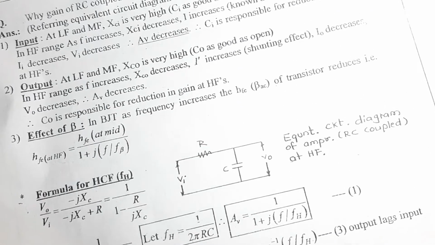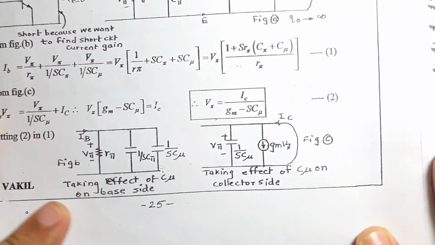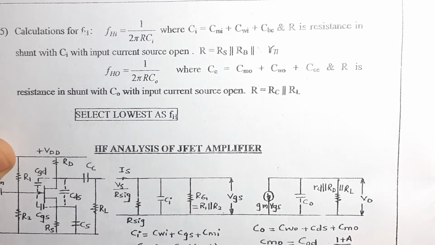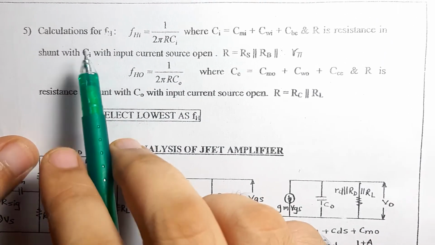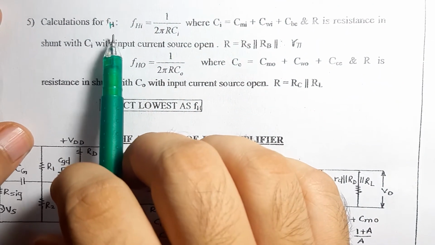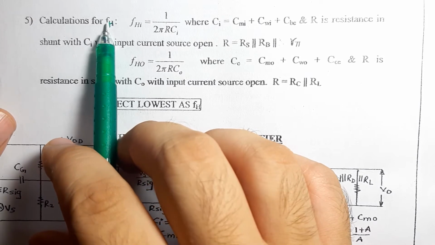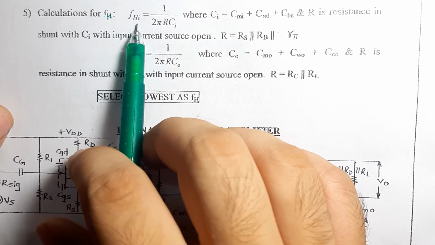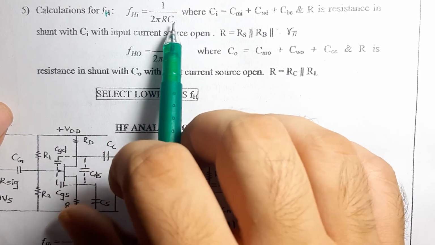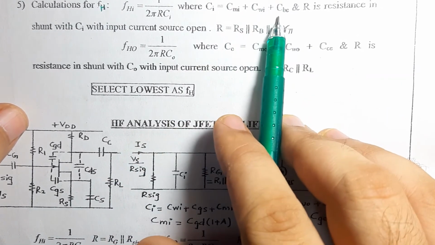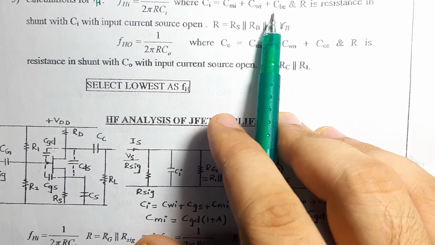Now we'll move on to the further section of calculations for HF, wherein the calculations for fH. Please do note that it is written in caps over here. The f is written in small and the H is written in capital. So fH at the input, or fHi, is given as 1 upon 2 pi R Ci, where your Ci is equal to Cmi plus Cwi plus your Cbe, as we had shown in the diagram previously.